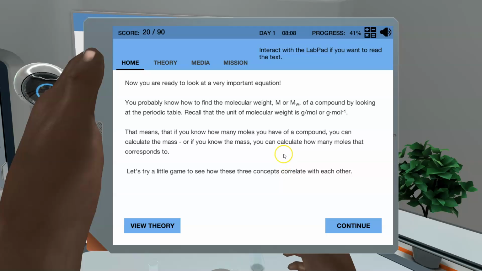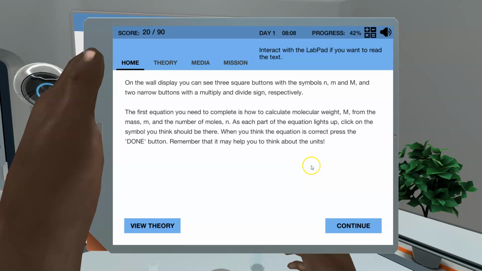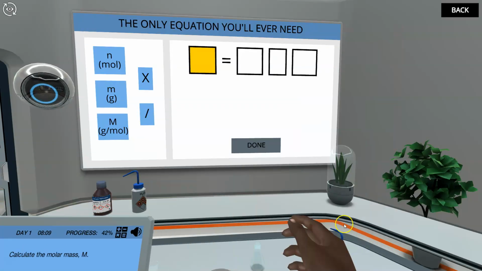Let's try a little game to see how these 3 concepts correlate with each other. On the wall display you can see 3 square buttons with the symbols N, m and capital M, and 2 narrow buttons with a multiply and divide sign, respectively. The first equation you need to complete is how to calculate molecular weight, capital M, from the mass, m, and the number of moles, N. As each part of the equation lights up, click on the symbol you think should be there. When you think the equation is correct, press the Done button. Remember that it may help you to think about the units. Calculate the molar mass, capital M.